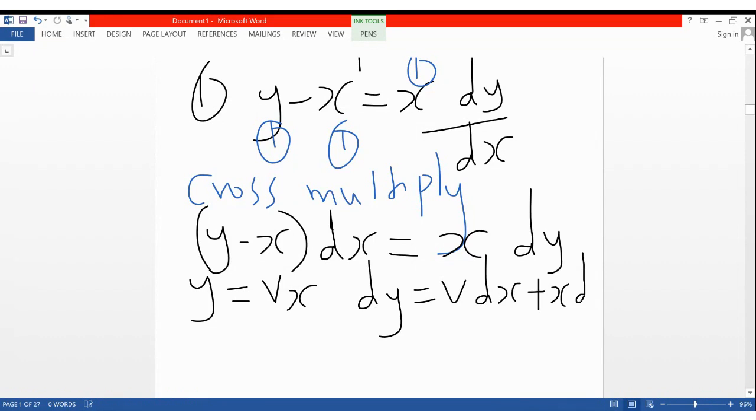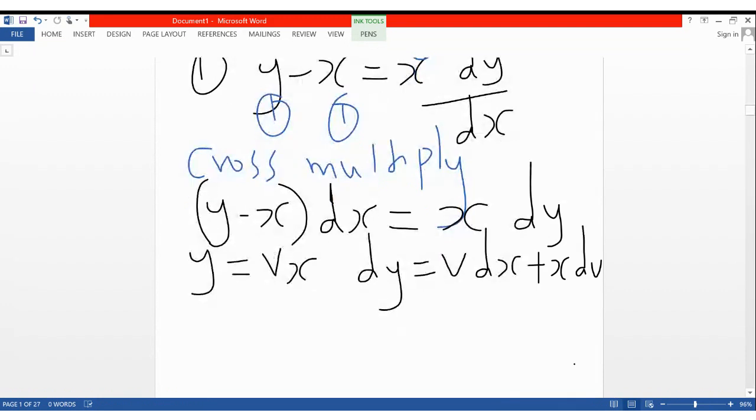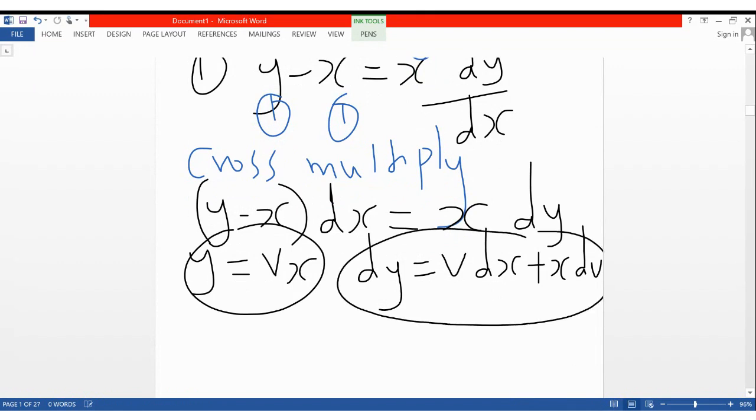Can you start with x dv? Yes, you are allowed to start with x dv because you have addition. There's no problem. So I will replace everything with that. Where there's a y, I replace with vx, and where there's a dy, I replace with that one there. So the first one I have here is vx minus x times dx.